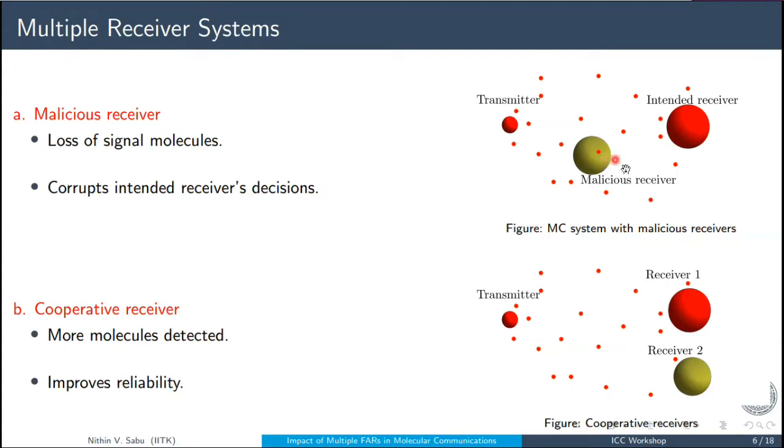Second is a cooperative receiver system. Here, a second receiver is present that can be utilized to increase the overall number of absorbed information molecules. Such a system improves the reliability of the communication channel.